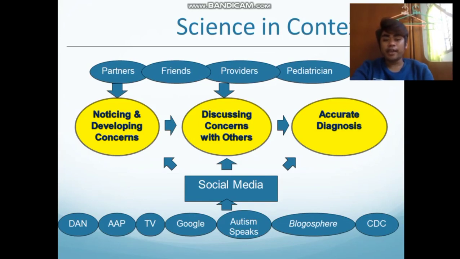Sources in context: social media, DAN, AAP, TV, Google, Autism Speaks, Blogspot, CDC.